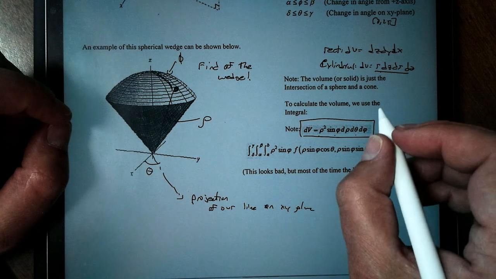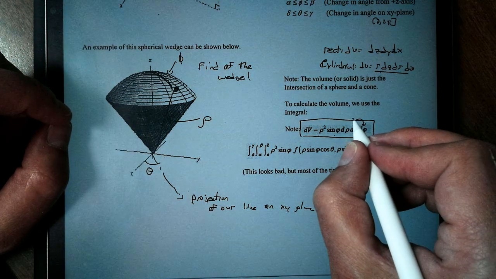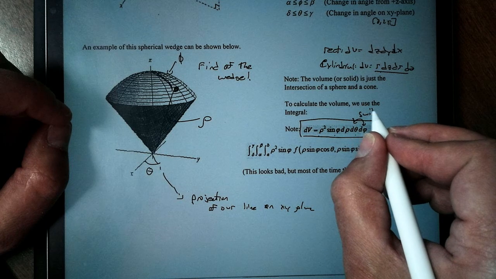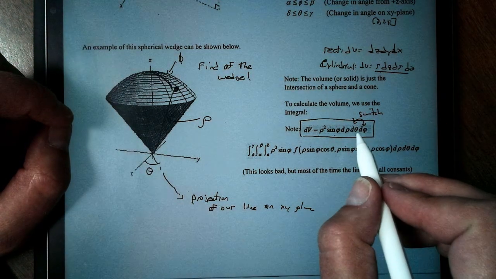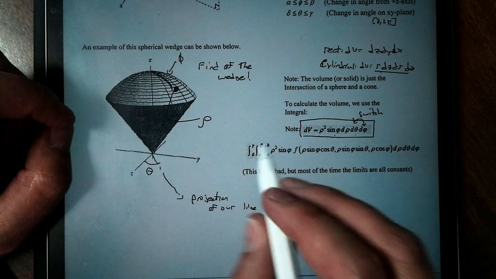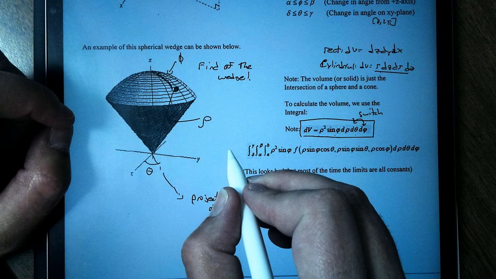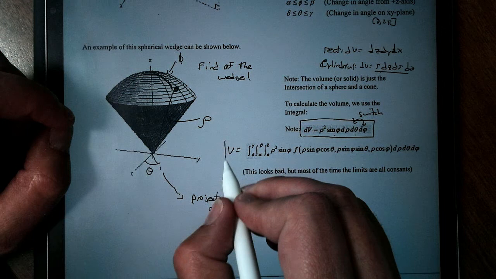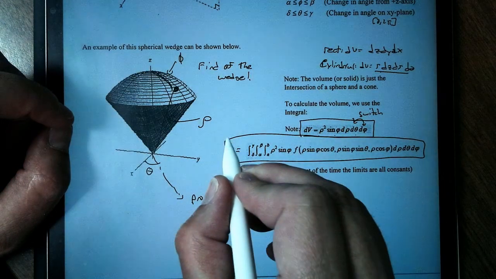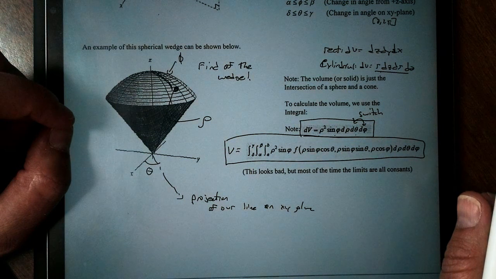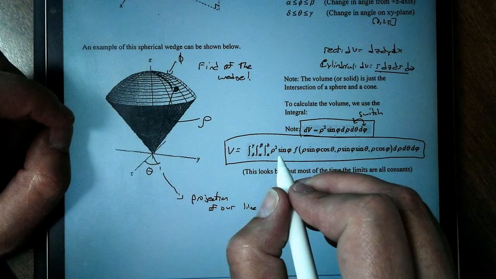So this finds volume. Now we can switch these around, which you will probably see me do more in this video. I tend to do d phi before d theta, and it's okay. So this is the equation right here to get the volume of our sphere. Now it looks pretty nasty. It does look pretty nasty right here. But you want to take a look.